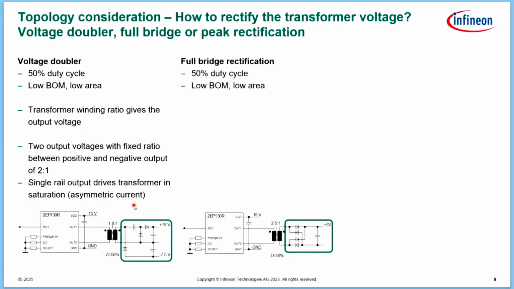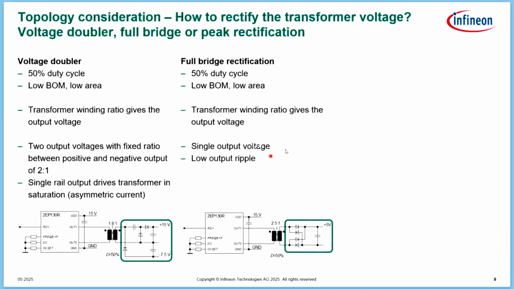If we are looking at the full bridge rectification, this is where we have 4 diodes here. So every time you have a supply change, you get current flowing through 2 diodes. Therefore, you have a bit of a higher voltage drop, but this might be preferred in cases where you want to have a single output voltage and especially a very low voltage ripple, because in every turn you have energy transfer into the capacitor here.